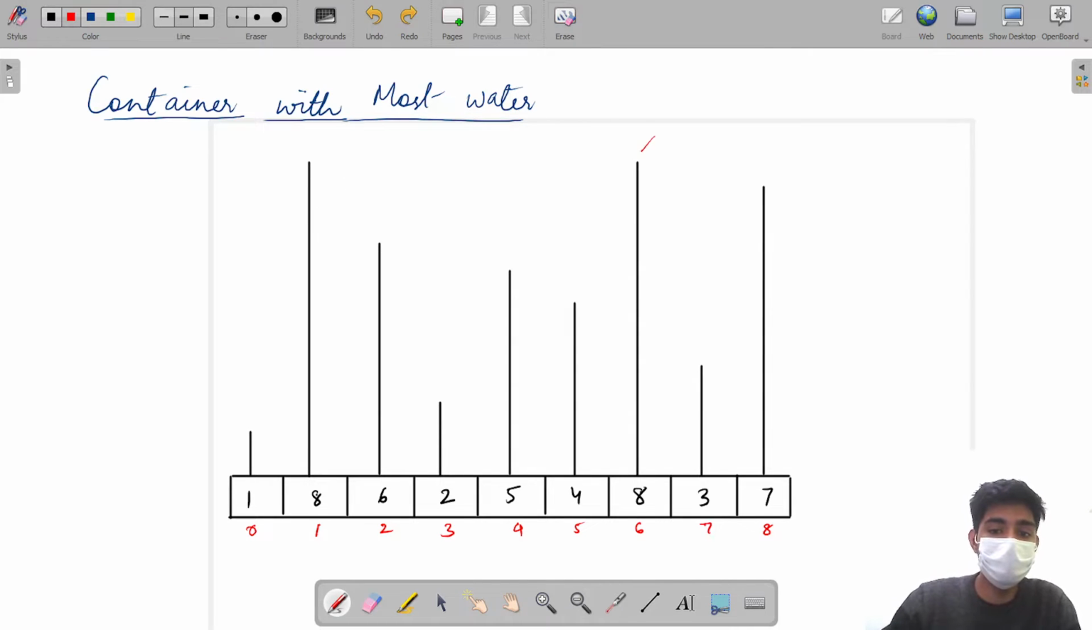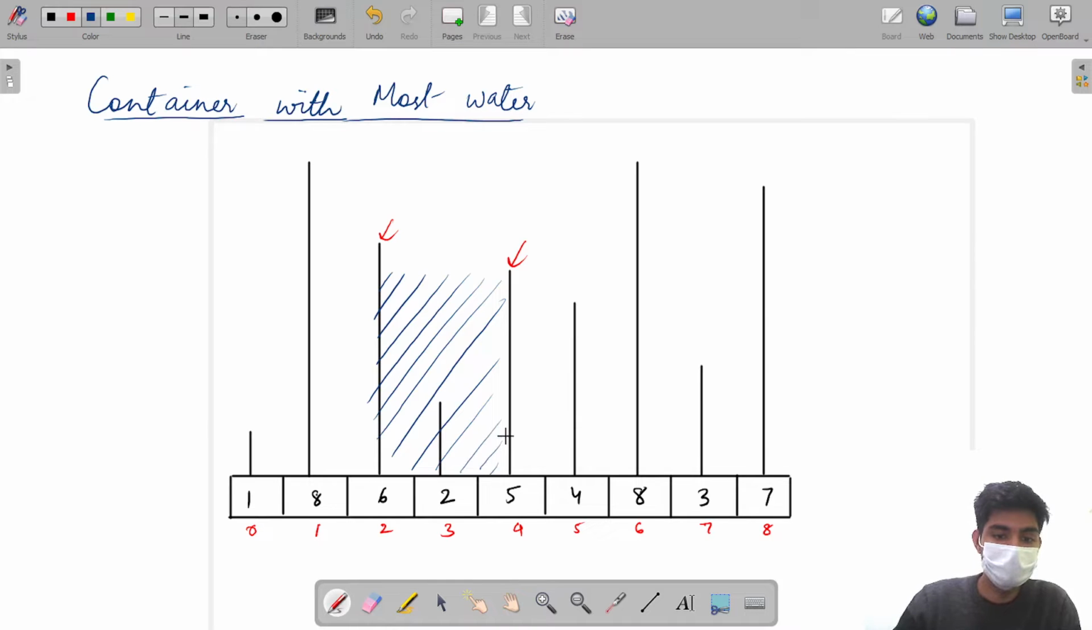So we have to find two lines such that if we try to make a container out of it, let's say I choose this line and this line, and I fill it with water, I will get the maximum water. If I choose these two lines and try to fill it with water, I can fill it till here. I can fill it up to this point because after it, it is going to overflow.